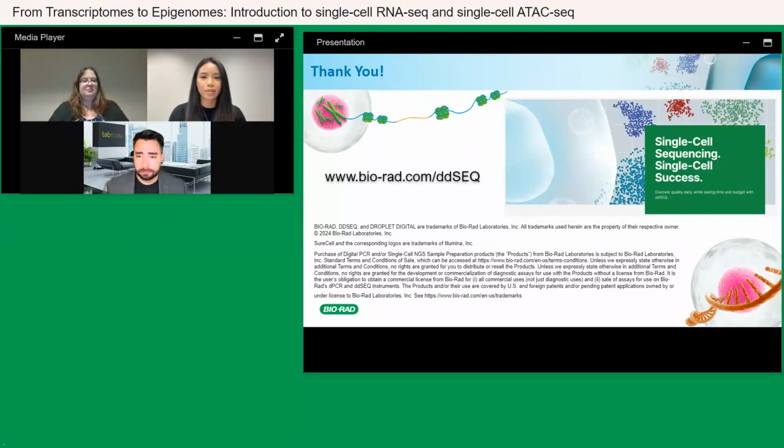Yeah, I can answer that question. For each technology, the workflows are different. If we start with single cell RNA sequencing, the input that we recommend has a range: at the lowest it's 1,000 cells, and at the highest it's 10,000 cells.